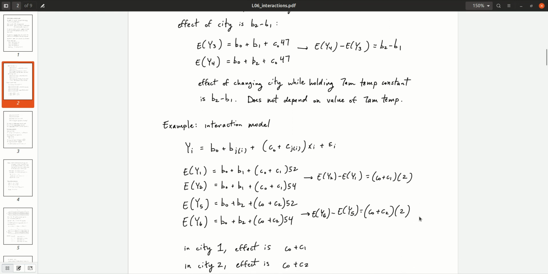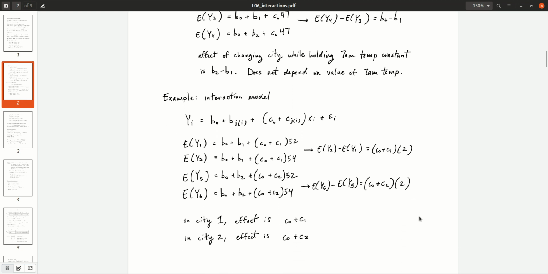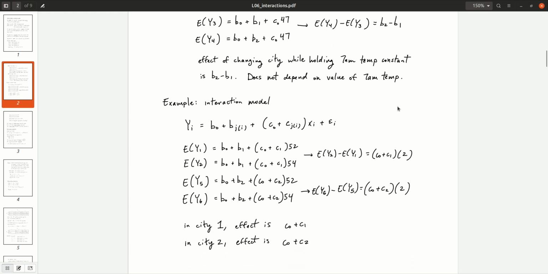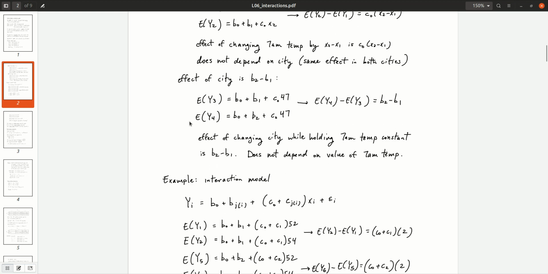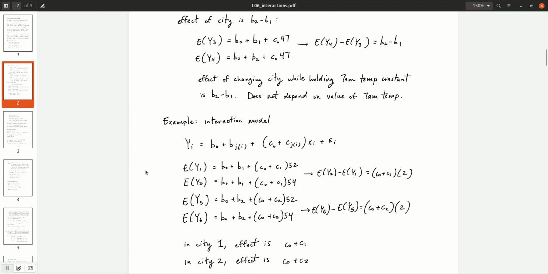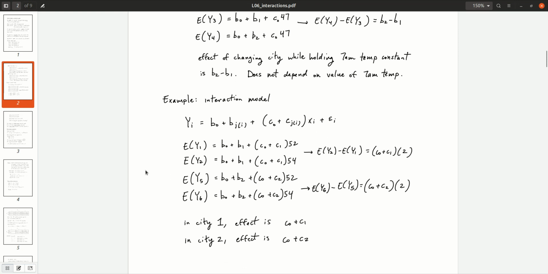Now we'll see for the interaction model that this is not going to be true. It seems like, obviously this will have to be true, but for the interaction model, it turns out that it's not true. Let's go through the math to see why. So here's our first interaction model. This is a different model. We have yi equals b0 plus b sub j of i, that's the same as it was before. But now the slope is different. The slope is going to be c0 plus c sub j of i, times xi, plus epsilon i.